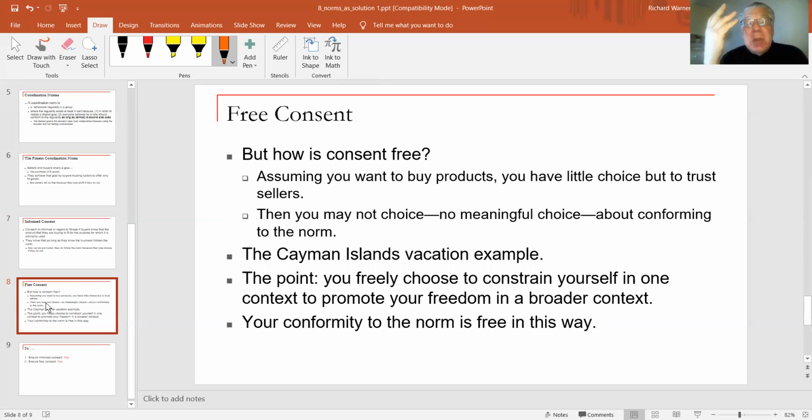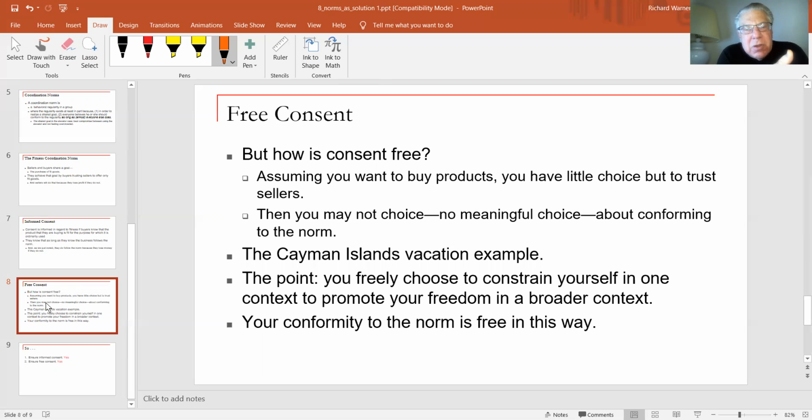Consent's not supposed to be just informed, but it's supposed to be free. But how is consent free? You just said we walk in, we trust the buyer, we buy the product without investigation. And if you think about it, you have little choice but to do that in any modern marketplace. We lack the time and expertise to investigate these products, and the buyers would be mostly unwilling to cooperate, I should think.